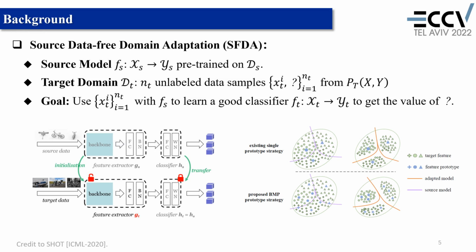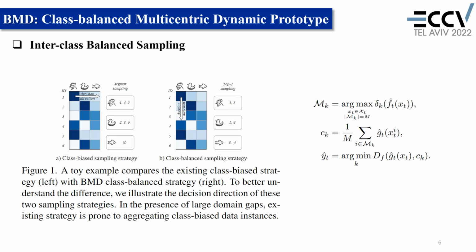To achieve this, based on the source hypothesis, existing methods have designed various self-training strategies. Among them, pseudo labeling strategies based on feature prototypes are popular. However, we found that most existing strategies are typically category biased. That is, they easily overfit to some categories. In addition, we found that a rough monocentric feature prototype could not effectively represent the target data. Based on these observations, we proposed a general class-balanced, multicentric dynamic prototype strategy (BMD) for existing SFDA methods.